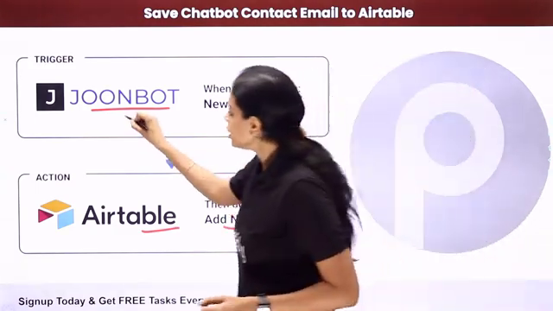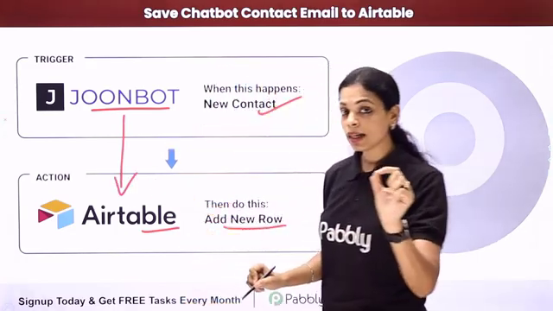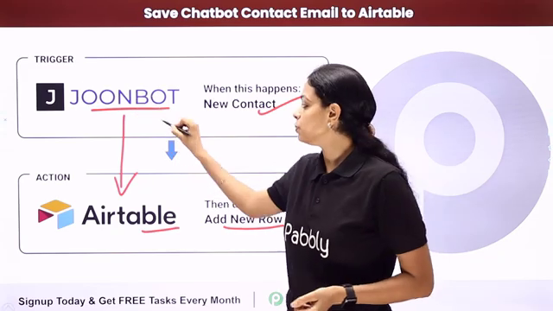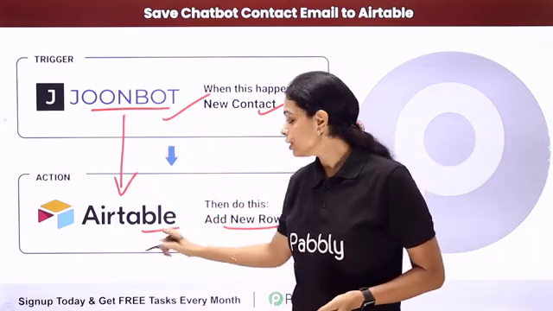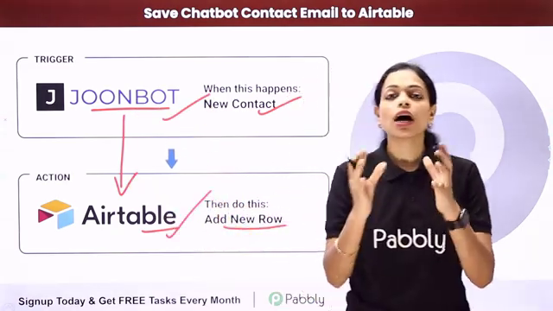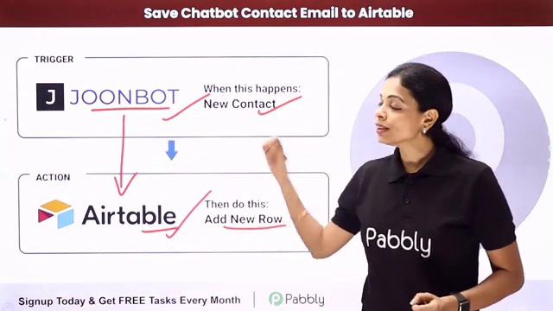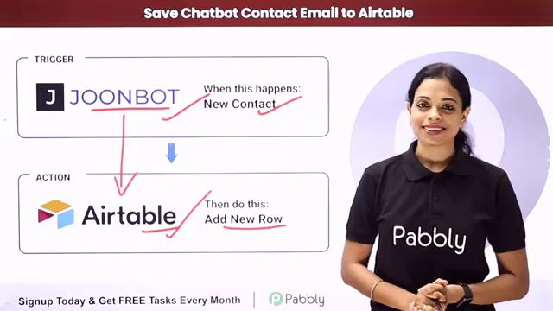For this, you will have to integrate these two applications, and the same can be done using Pabbly Connect software. Here, your trigger application will be Joonbot and your action application will be Airtable. Now, how can you do this yourself and automate this entire process? To understand that, let me take you to my screen.